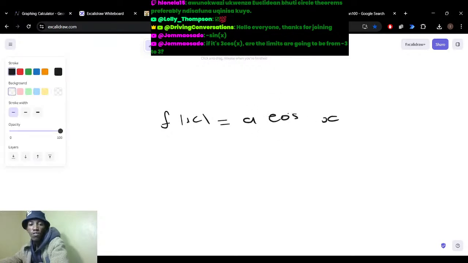So this value of OA is called amplitude. It's not a limit, because when you are talking about limit, you are talking about a different concept. So this is called the amplitude of our graph instead of a limit. Let me just draw this right.